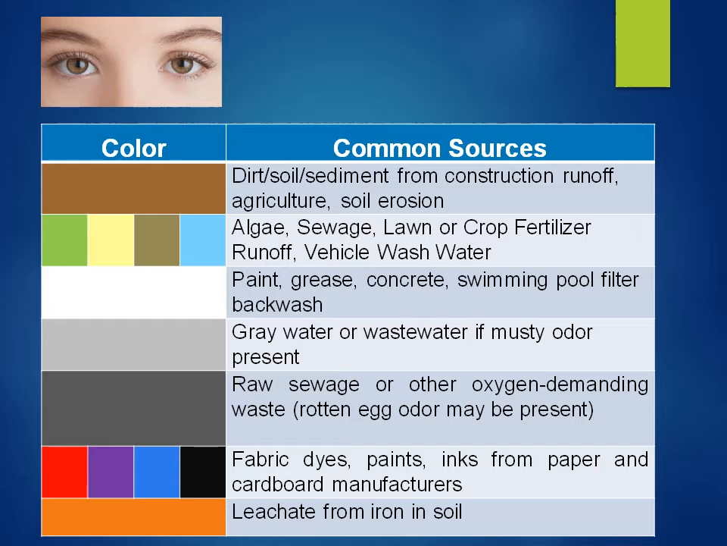Various colors, including red, black, blue, or purple, can be coming from dyes, paints, and inks, probably from manufacturing sources. And an orangish-brown color is likely related to iron in the soil or surrounding bedrock. This color may also be coming from land that has been mined.